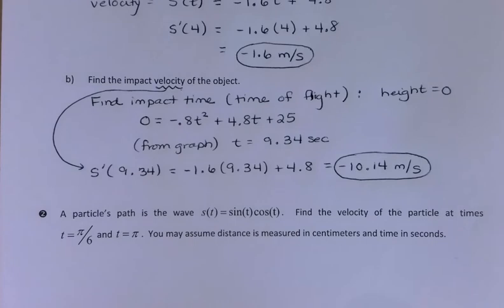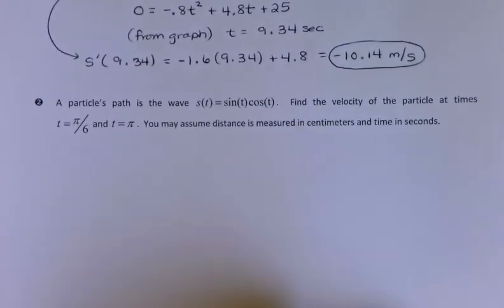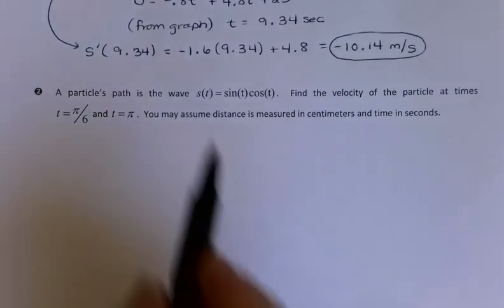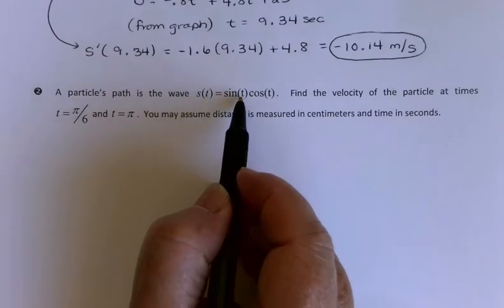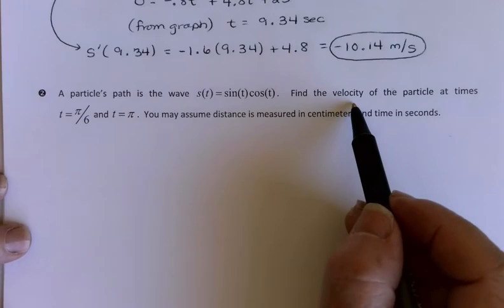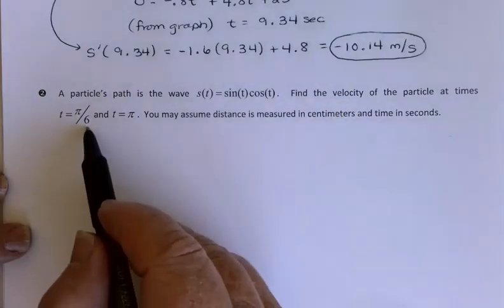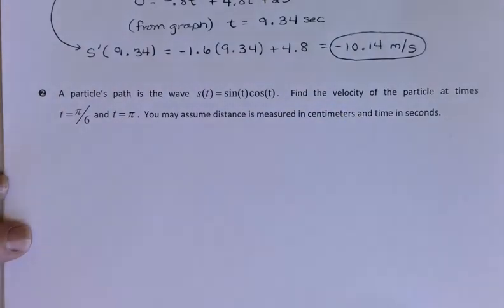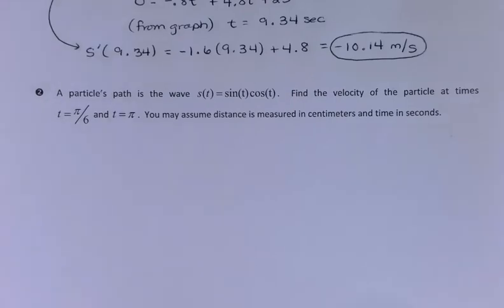All right, in example 2, we have a particle's path given by the wave, s of t equals sine t cosine t, and it asks us to find the velocity of the particle at times pi sixths and pi. It says assume distances are measured in centimeters and time in seconds.